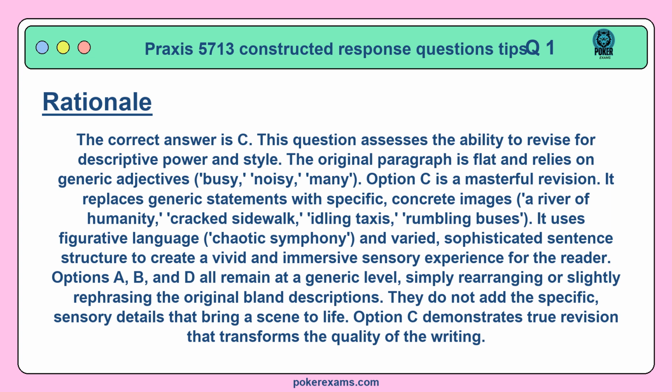It uses figurative language, chaotic symphony, and varied, sophisticated sentence structure to create a vivid and immersive sensory experience for the reader. Options A, B, and D all remain at a generic level, simply rearranging or slightly rephrasing the original bland descriptions. They do not add the specific, sensory details that bring a scene to life. Option C demonstrates true revision that transforms the quality of the writing.